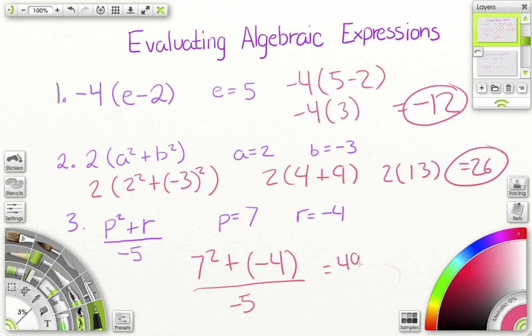So I have 49 plus -4 over -5. 49 plus a negative. If it's plus a negative, opposite operations or opposite symbols means I go to the left. So it's technically 49 minus 4 because I'm going to the left. So I get 45 over -5. 45 divided by -5, I have a positive number divided by a negative. It means it's going to be a negative number. And 45 divided by 5 equals 9.